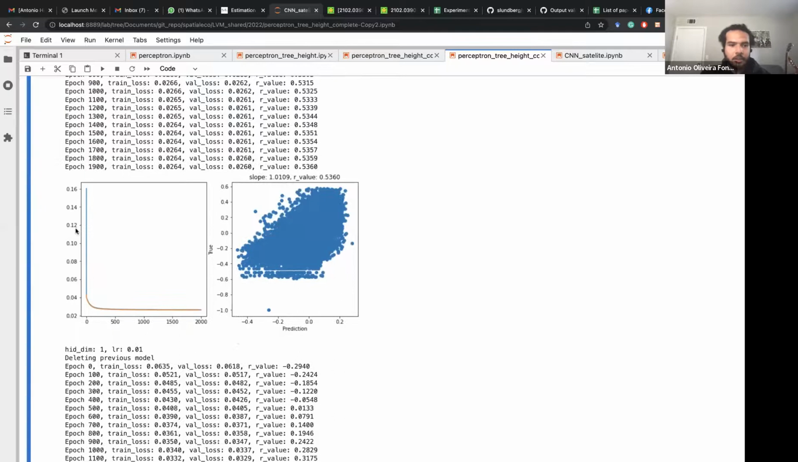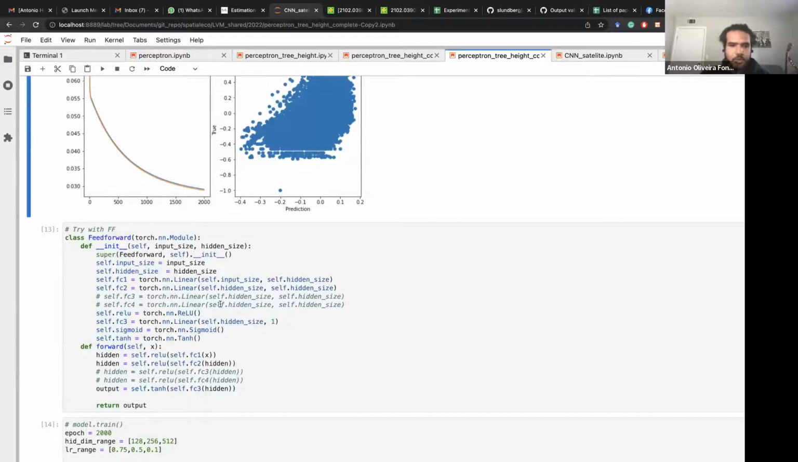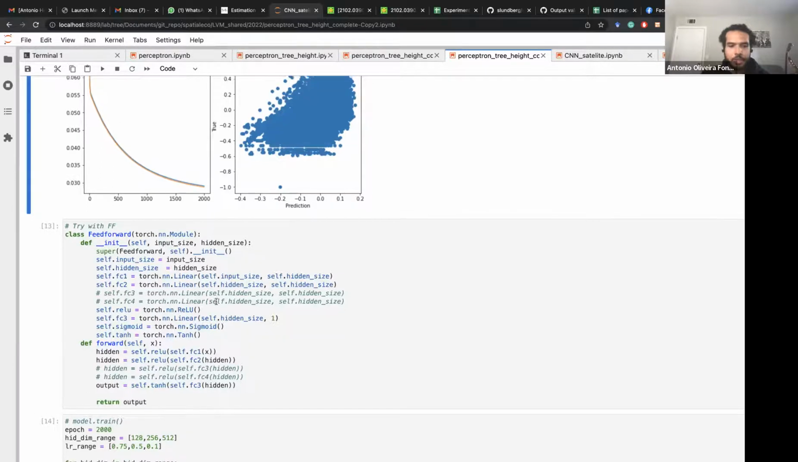Is that clear, like how the learning rate is impacting the shape of the loss? Everyone can see that? Great. Now let's see what changed when you go to the feed-forward network that we saw before. You are all very familiar with that now, right? Because that's essentially what you did in your homework, okay?